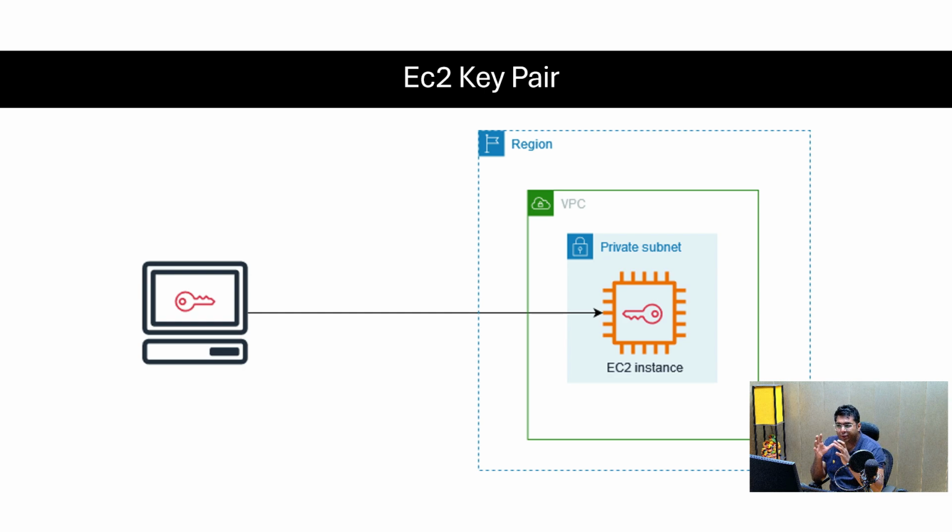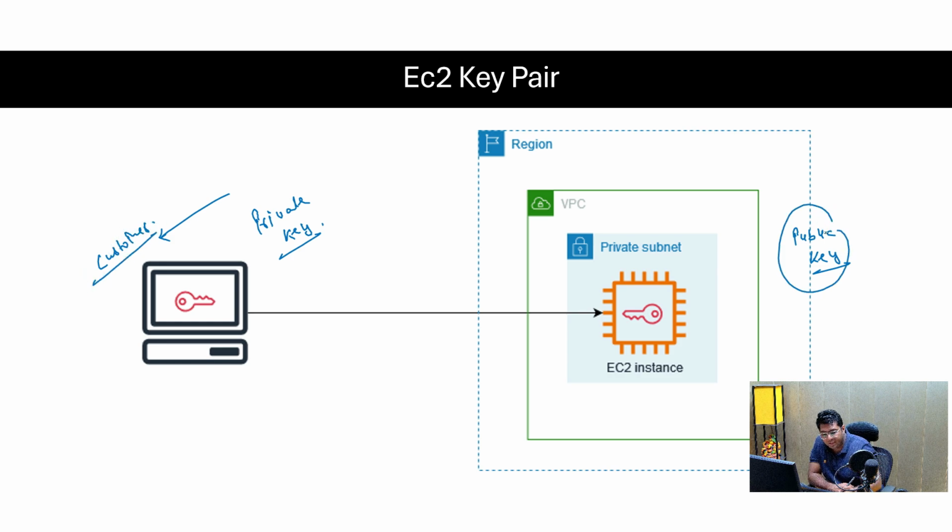Then we have EC2 key pair. EC2 key pair is a way to connect with your EC2 instance. The moment you create your EC2 instance, AWS is going to create two keys. One is a public key, and one is going to be a private key. Private key AWS will give to you, you means the customer, and the public key they will retain on the EC2 instance.